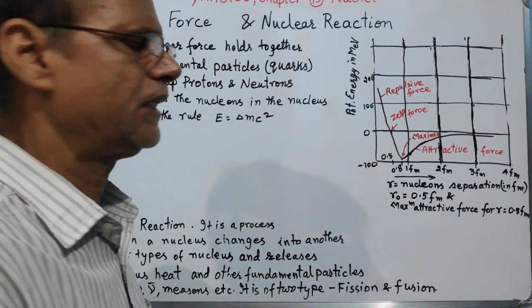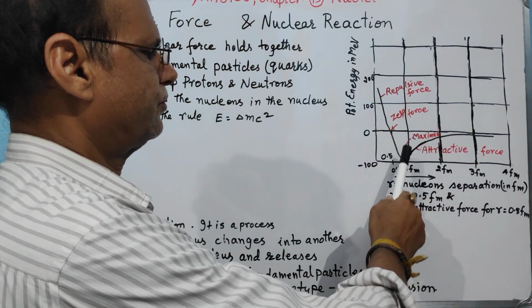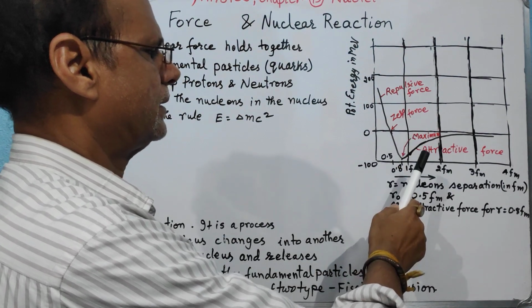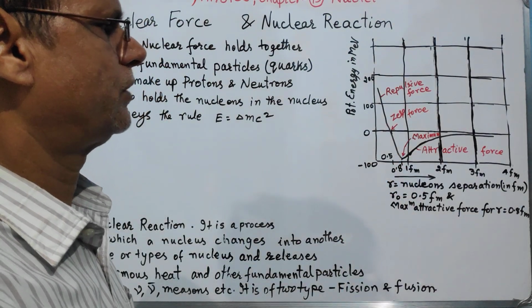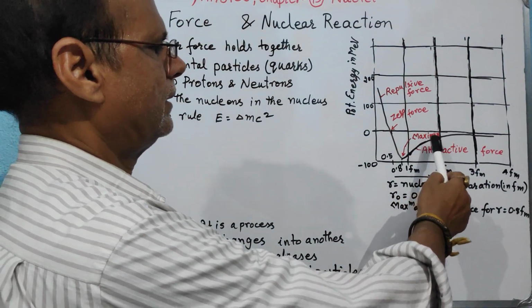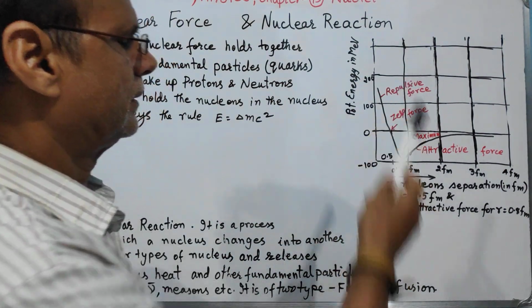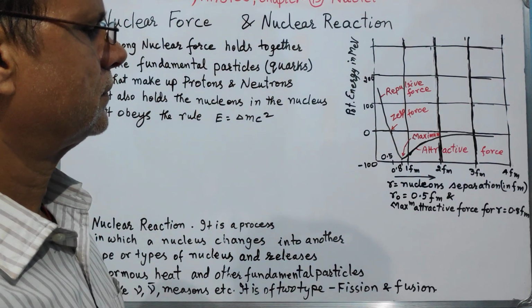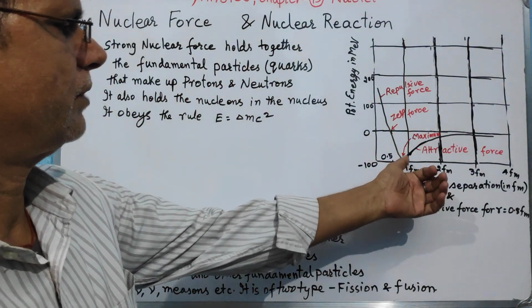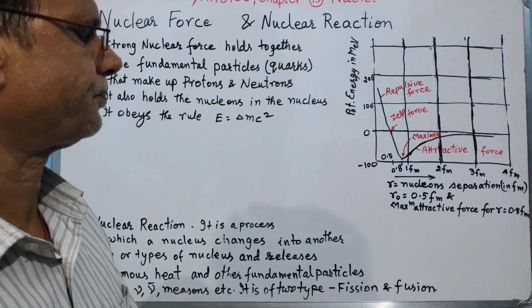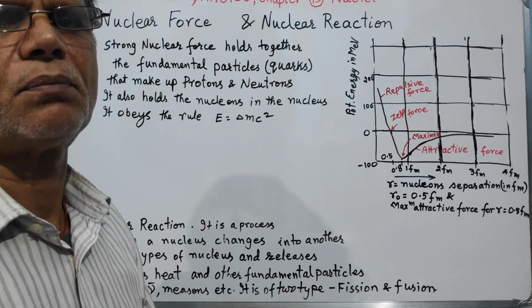Once this maximum is reached, if the separation between the nucleons is further increased, the force remains attractive, but the magnitude of the attractive force starts reducing exponentially, very rapidly, and within a very short span of up to 2 femtometer it becomes nearly 10% of the maximum force of attraction which it had at 0.8 femtometer. What is 1 femtometer? 1 femtometer means 10 to the power minus 15 meter.